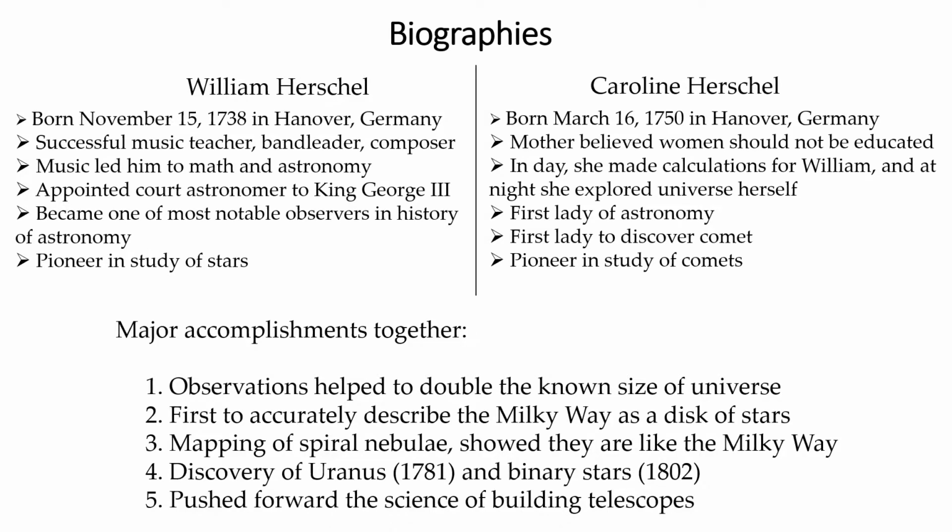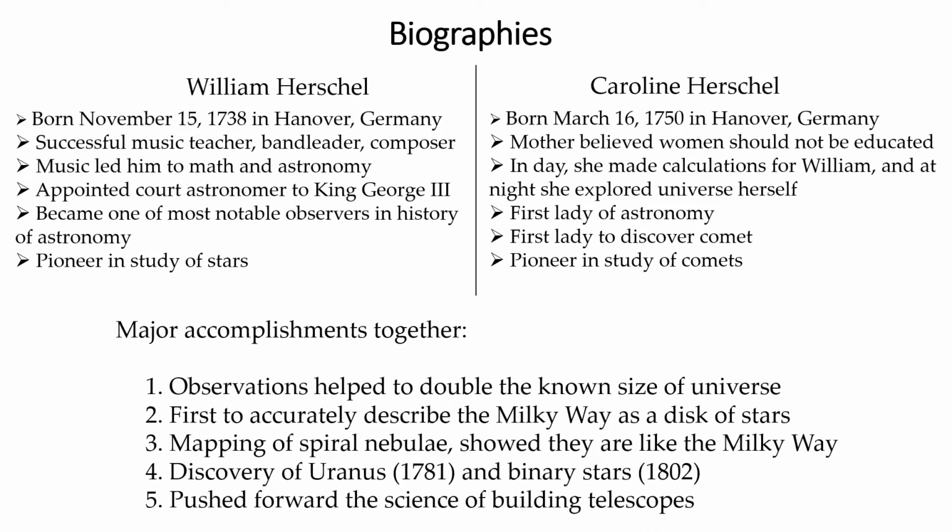Herschel was initially employed as a music teacher. He was a more than minor composer, and he was a band leader. So his bread and butter was music, not astronomy. Remember, at this time there were no professional astronomers. And it was music that actually led him into math and astronomy. He was appointed the court astronomer to King George III after he'd made his reputation, and by the end of his life was known to be one of the most notable observers in the history of astronomy, and also one of the best telescope builders in the history of astronomy.